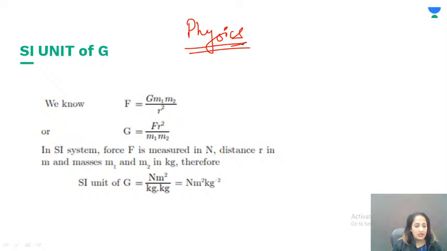Okay, so I have picked a couple of important topics which you guys are most of the time confused about. The first topic I have picked is G, which is your universal gravitational constant, and most of you I've seen are always confused between G and g.